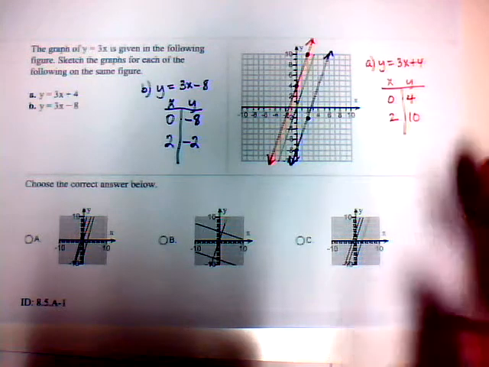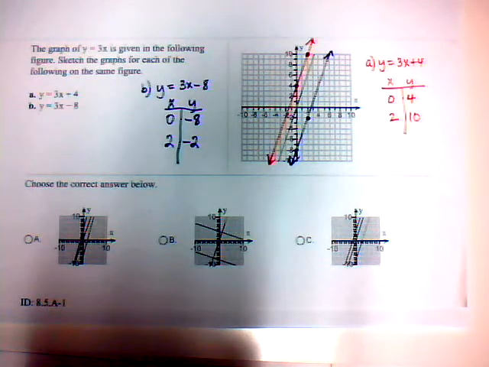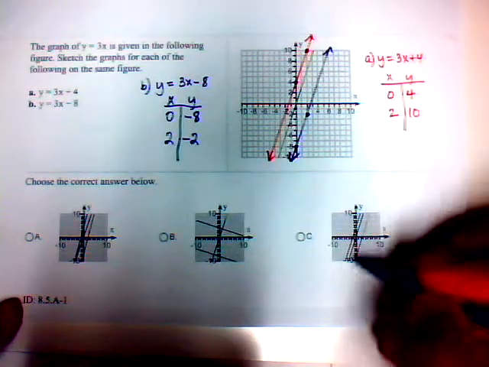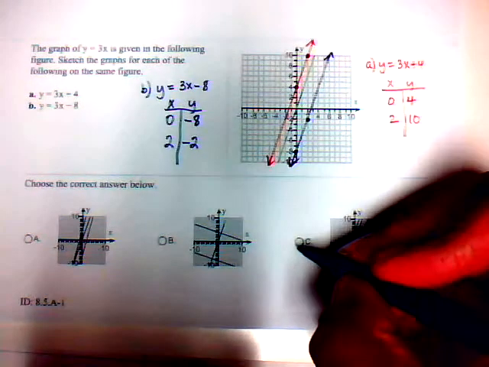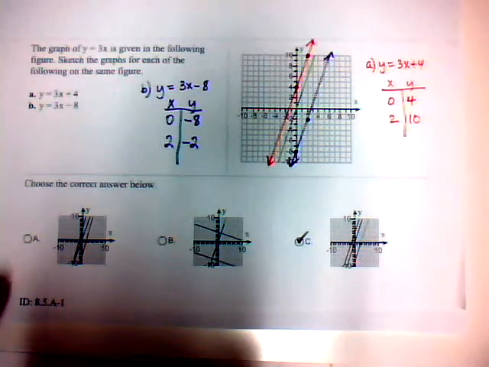Okay, now you're to choose the correct answer below. So by looking at this, you'll see that those lines are parallel. That means that those lines do not intersect at a single point. So here, it'll be answer C.